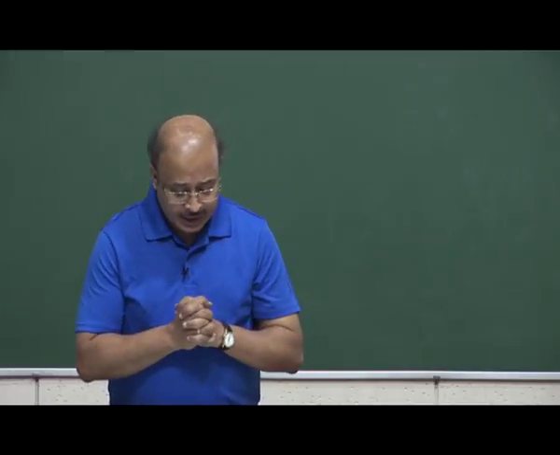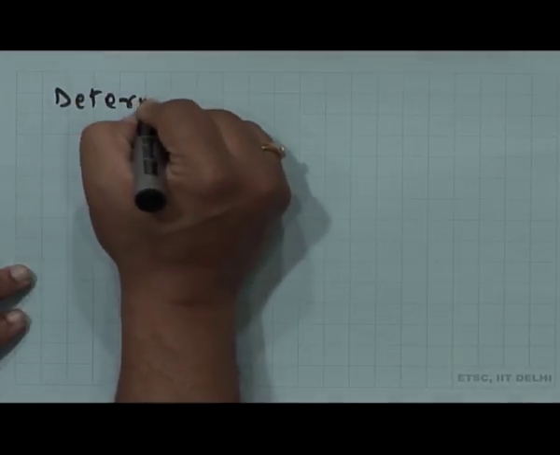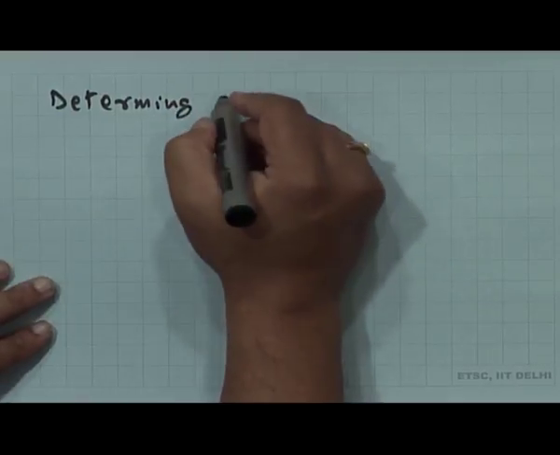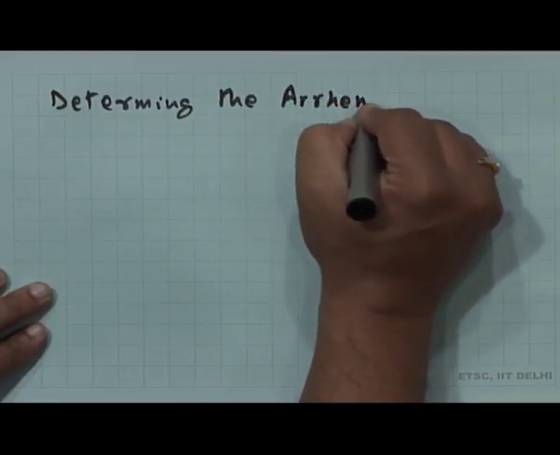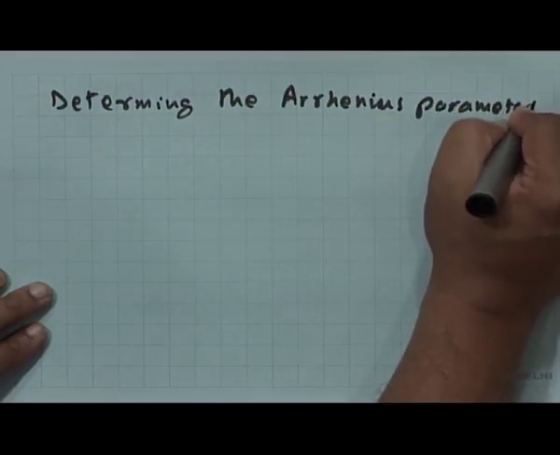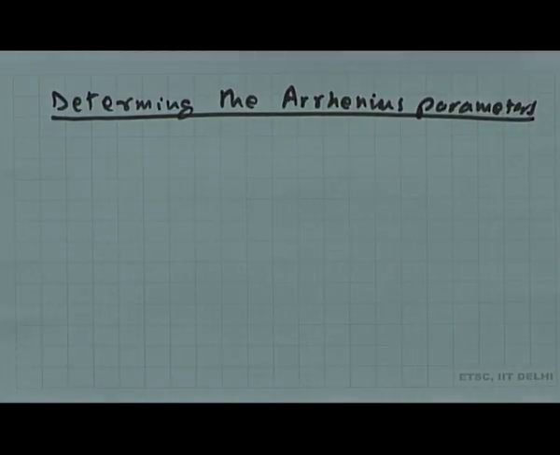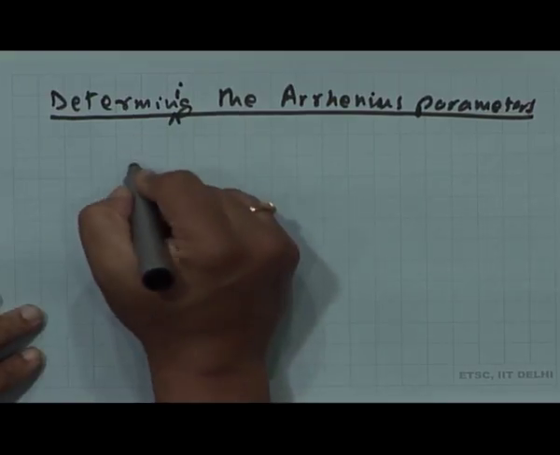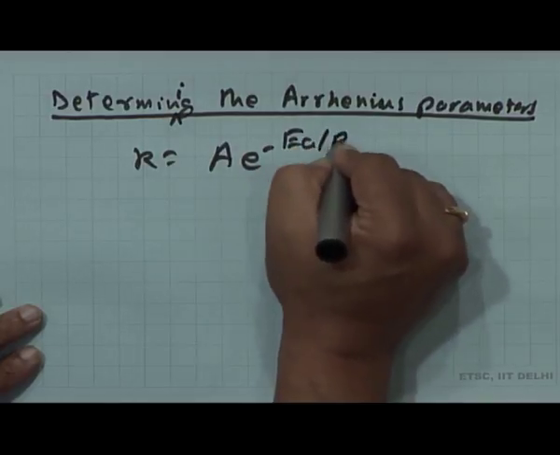Now let us talk about the next part under this temperature dependence, which is determining the Arrhenius parameters. Let us do this. We are determining the Arrhenius parameters. Again let us go back to the Arrhenius rate equation, which is k is equal to A e to the minus EA over RT.